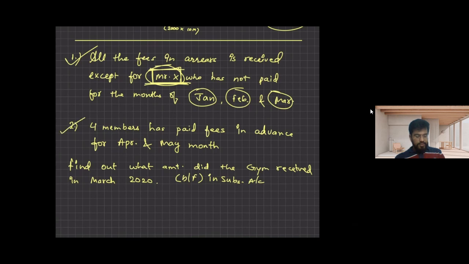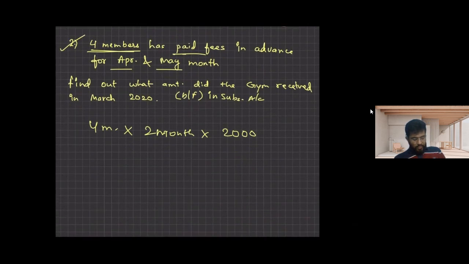But the second point says four members have paid the fees in advance for 2 months. And how much was the fees? Rupees 2,000. So that is for the 2 months, which is April and May. So how much fees I might have received? That is 4 into 2 into 2. That is 16,000.